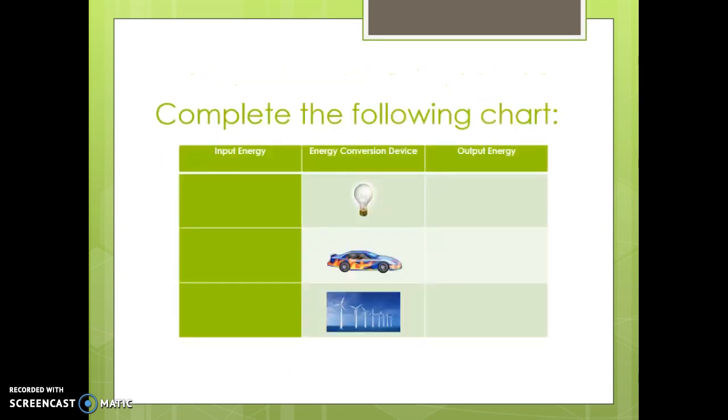So that concludes our lesson. At the bottom of your notes, though, here is a chart. So here's your opportunity to practice. What type of energy do I have to put in to a light bulb, which is my energy conversion device, and what type of energy do I get out? So go back and take a look at your types of energy notes and fill in the 6 spots on this chart to complete and fulfill the energy requirements.